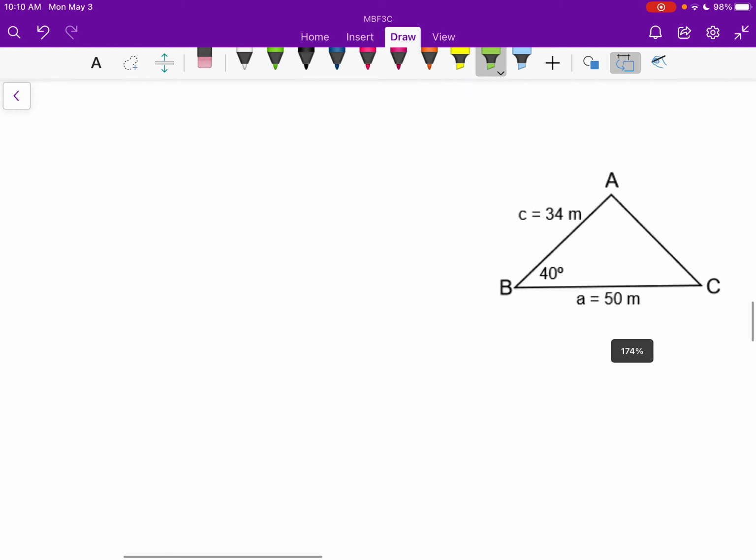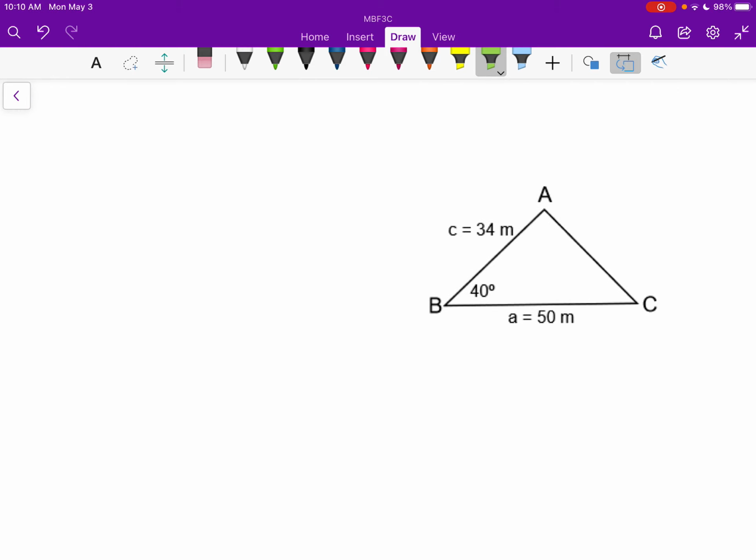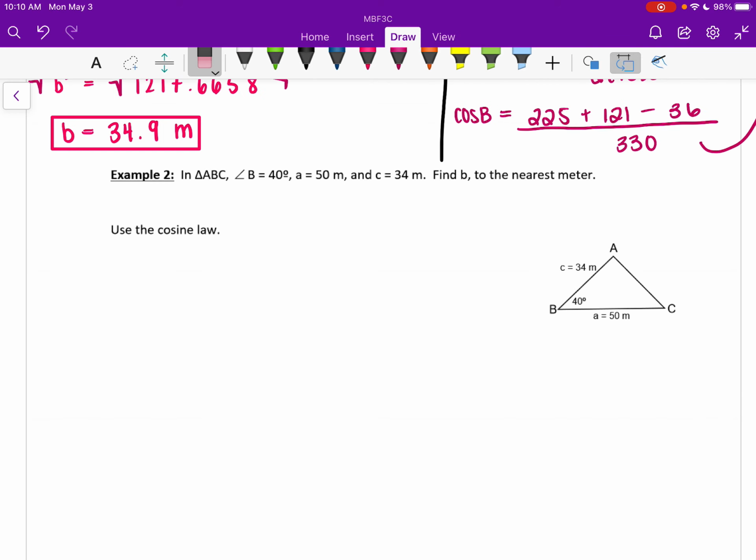So in this situation, I already drew it out for you, but if you were to draw this out, you would know that you would have to draw out a triangle, right? So I'm just going to draw it out with you. You draw out this triangle, triangle ABC, and you would just remember that you're looking for B, so you don't know what this is. You know what C is, and it's 34. You know what A is, and it's 50, and you know that angle B is 40, right? So just so that you know how we drew this triangle in the future.